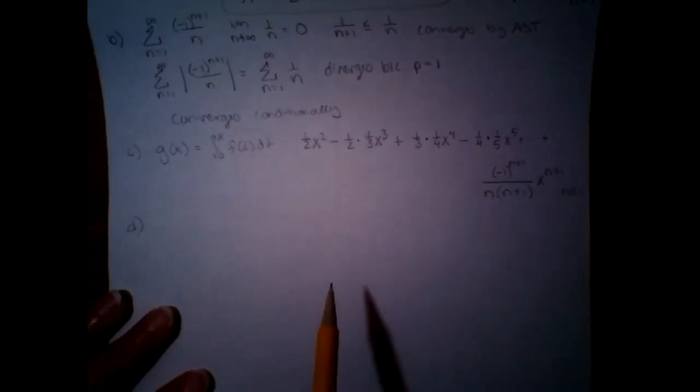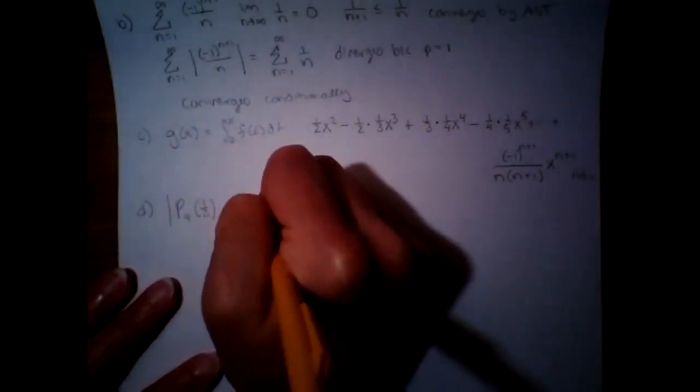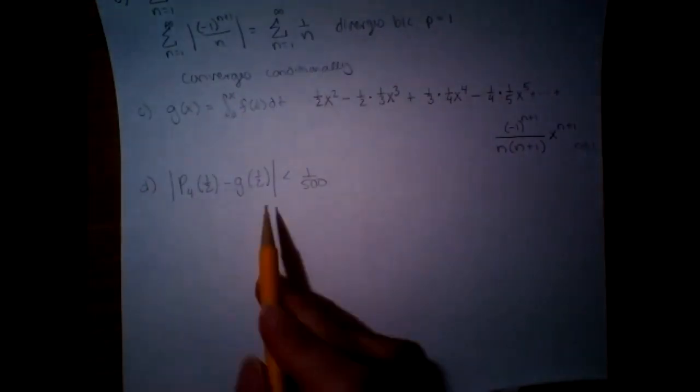All right, and then part D, it says, let p sub n of a half represent the nth degree Taylor polynomial for g around 0 evaluated at a half, where g is this function. So g is what we wrote out right here. Use the alternating series error bound to show that p sub 4 of a half minus g of a half is less than 1/500th.